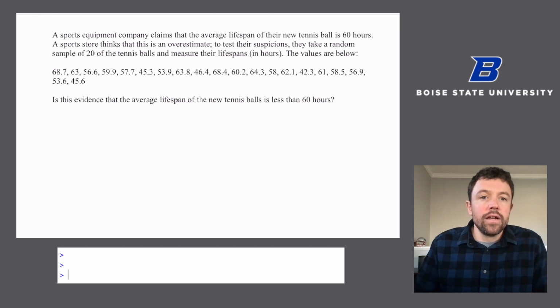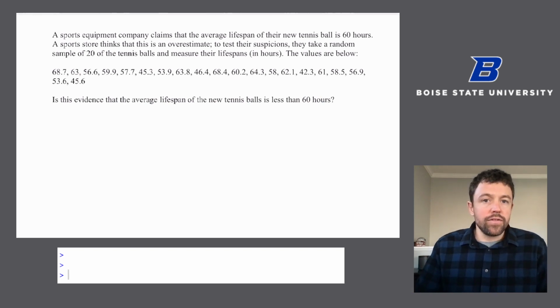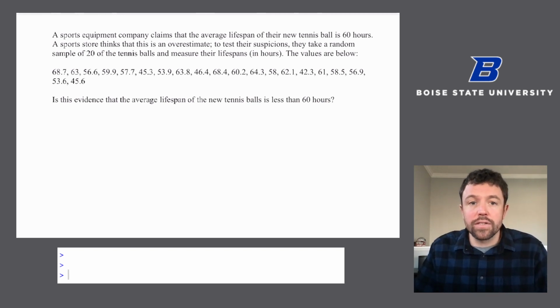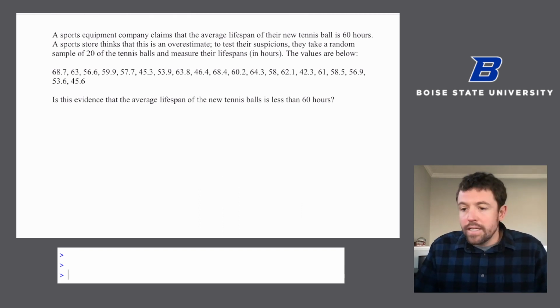So let's get started. In this problem, a sports equipment company claims that the average lifespan of their new tennis ball is 60 hours. A sports store thinks that this is an overestimate. To test their suspicions, they take a random sample of 20 of the tennis balls and measure their lifespans in hours. The values are below. So we have these 20 values of lifespans in hours listed. And the question is: is this evidence that the average lifespan of a new tennis ball is less than 60 hours?